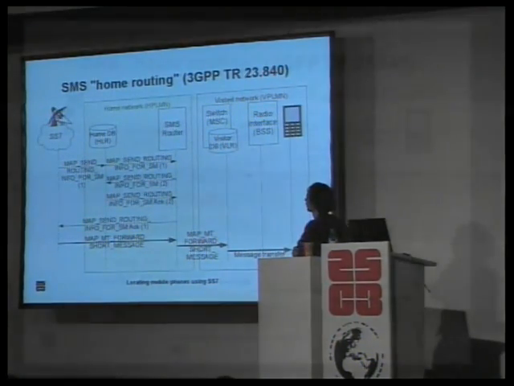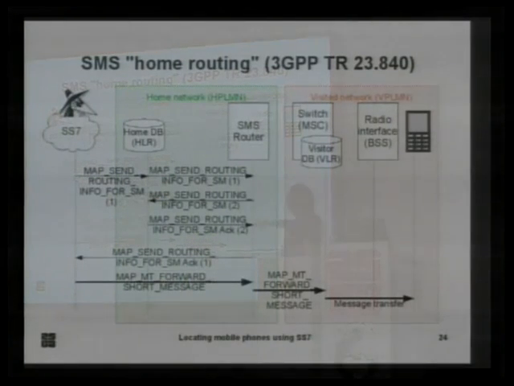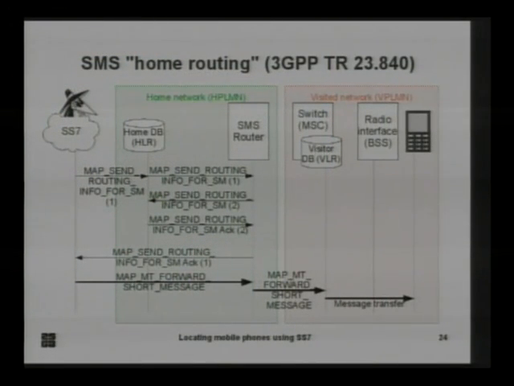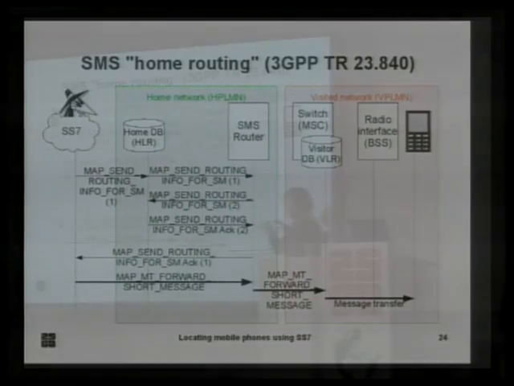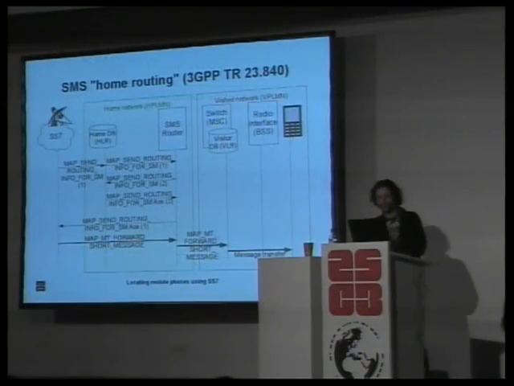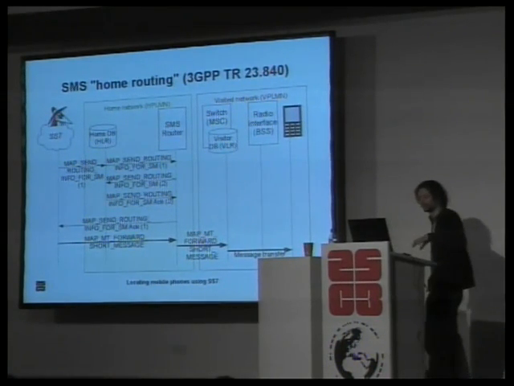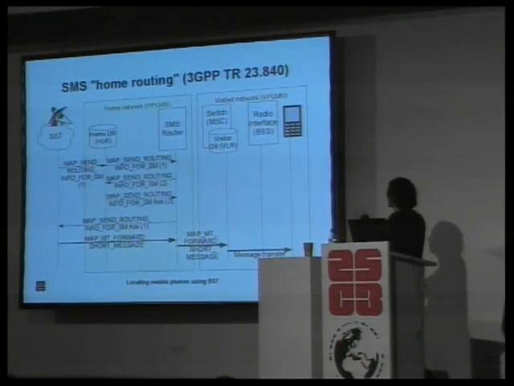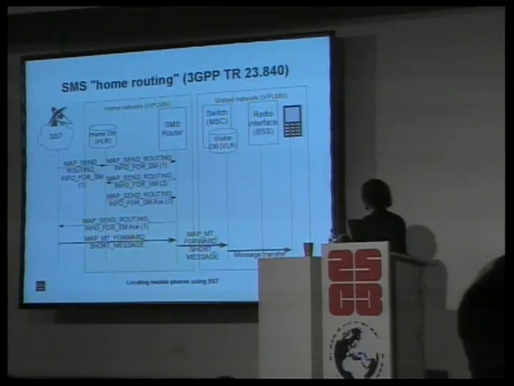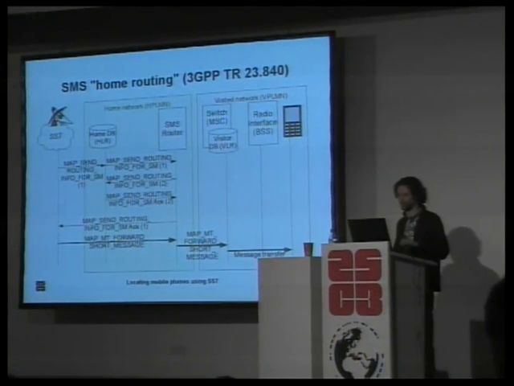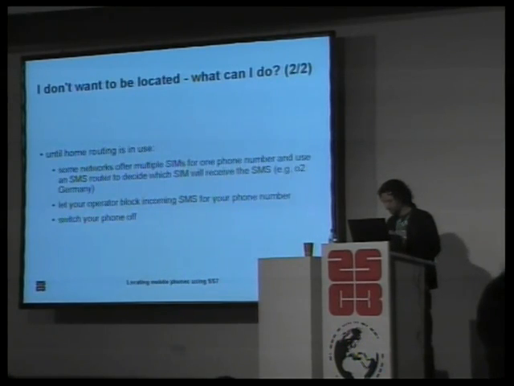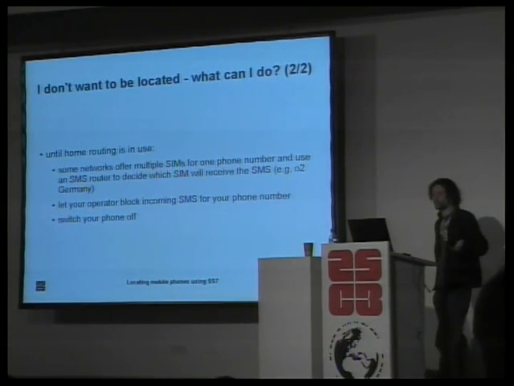The sending network will send a request for routing information like always, but the SMS router will then answer with fake routing information that just contains data for the SMS router itself. Then the sending network sends the short message to the SMS router. The SMS router will replace that fake information with the real information that's normally contained in the routing information request, and actually will then forward the short message to the MSC you are currently using, and that will forward it to the phone. So yeah, until home routing is in use.